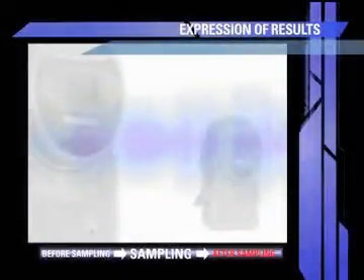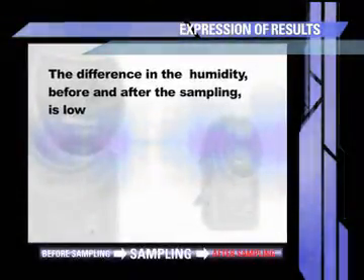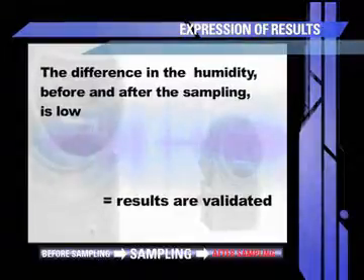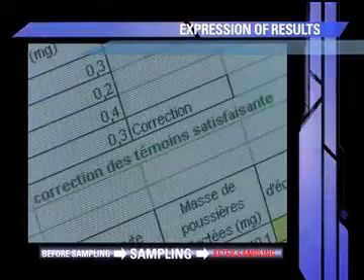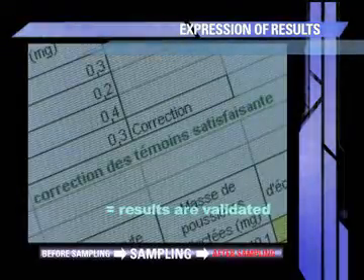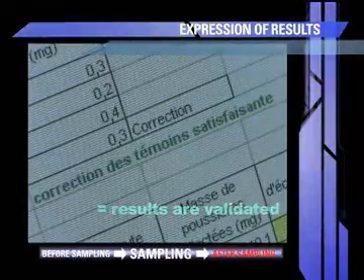If the variations in mass for the control cups are less than or equal to 0.2 of a milligram, the results are valid. Here, 0.4 minus 0.2 equals 0.2 of a milligram. Therefore, the results are valid.